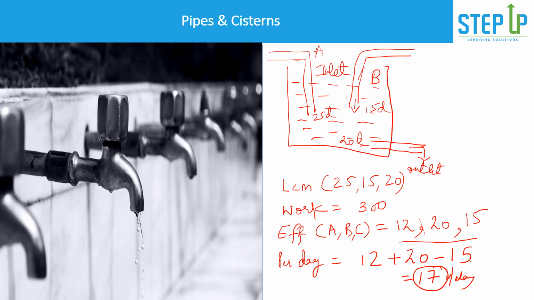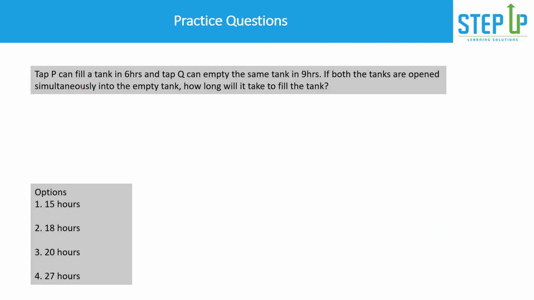Okay. Now let's attempt a question on the same. This says tap P can fill a tank in 6 hours, and tap Q can empty the same tank in 9 hours. So the first thing I'll do is assume the total work, or total units of water, to be the LCM of 6 and 9. How much would that be? Let's assume this is 18. This is the total unit of work.